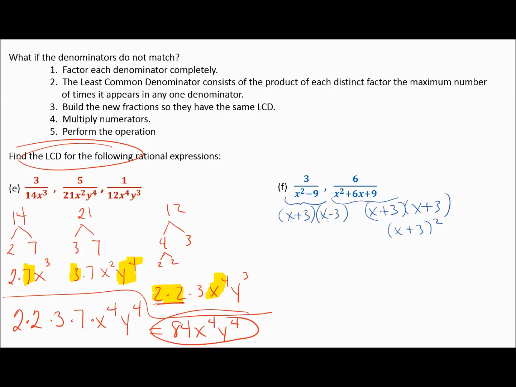Now, I need every factor that shows up the most number of times it shows up. So an x plus 3 shows up once here, but it shows up twice over here. So I need it twice. And an x minus 3 shows up once here and none here, so I need it once.